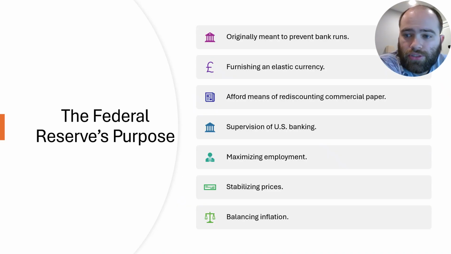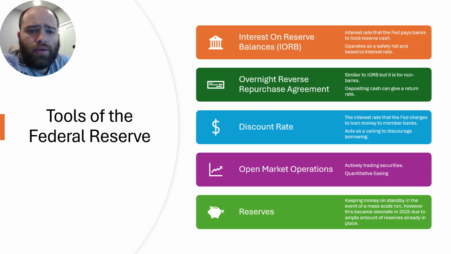So, like in 1913, the original purpose was to address liquidity problems, and further down the road, it developed other purposes, such as maintaining the currency's liquidity in the market, putting and taking away money to control inflation, supervising the U.S. banking, maximizing employment, stabilizing prices, and the big one, balancing inflation while maintaining the rest. To help regulate the economy, the Fed has a couple of tools at its hand.